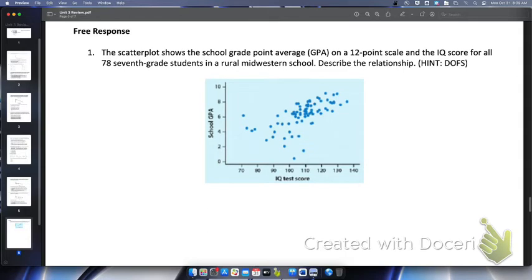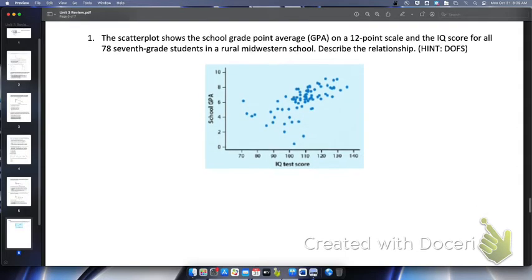All right, the scatter plot shows the school grade point average on a 12-point scale and an IQ score for all 78 7th grade students in a rural Midwest school. I cannot read. Describe the relationship. Oh, DOFS. Do y'all remember what that stands for? Direction. Outlier. Form. Strength.